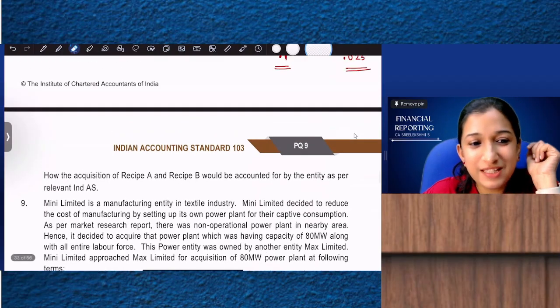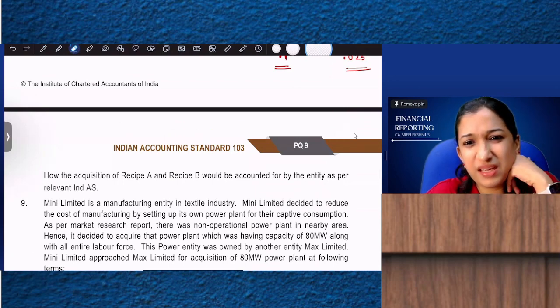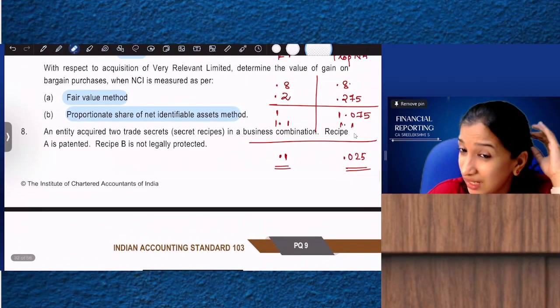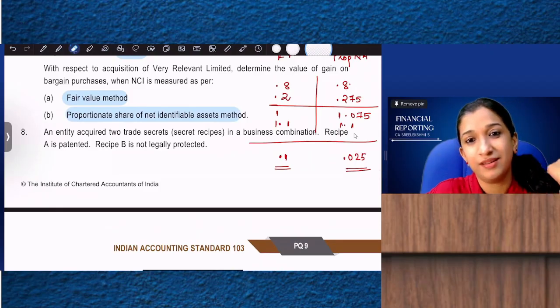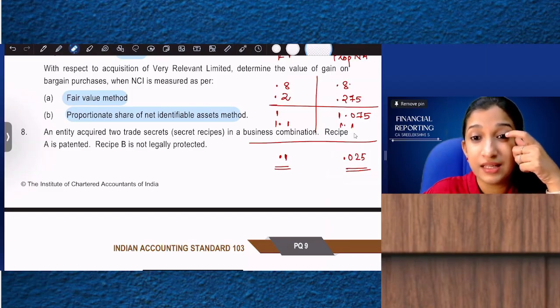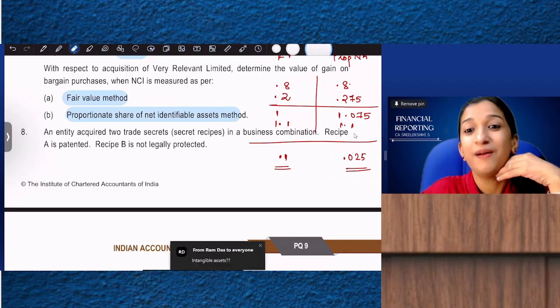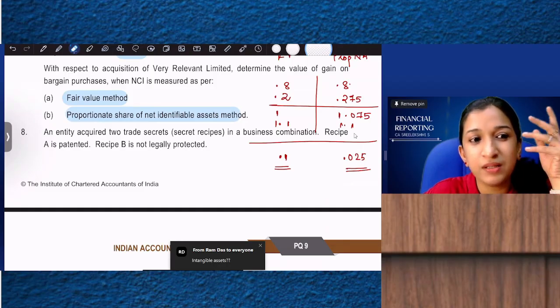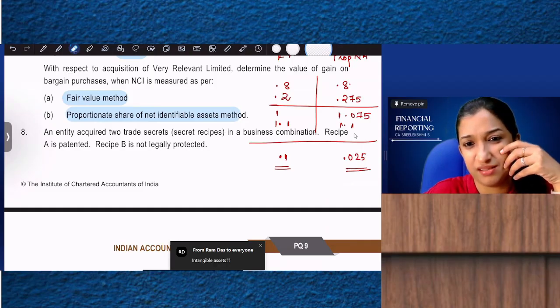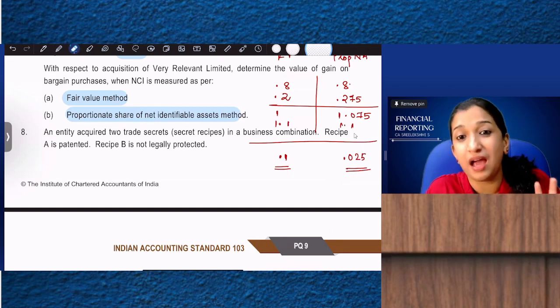There are 2 recipes we are taking over. Can a recipe be recognized as an asset in the books? Secret recipes, where maybe you have copyrights. So the acquiree's secret recipes taken over are an intangible asset. It should be taken over and recognized as an intangible asset. But recipe B is not legally protected. The answer they have given is, if recipe A and B are separable.